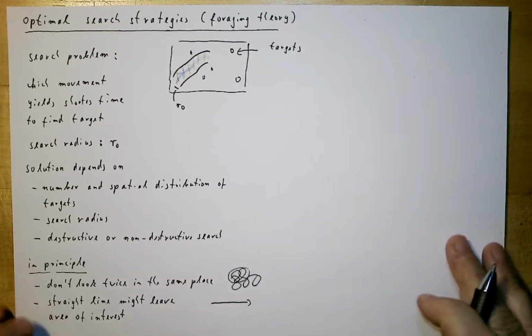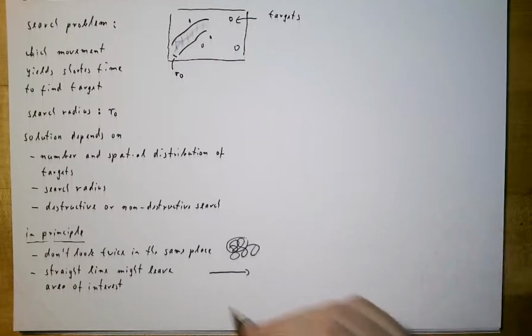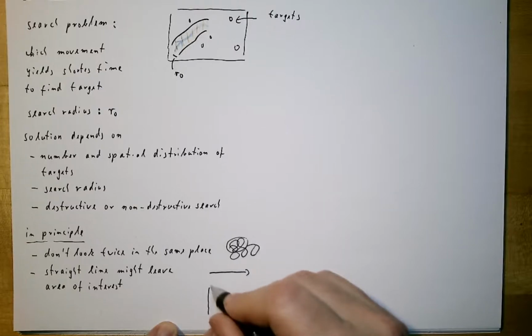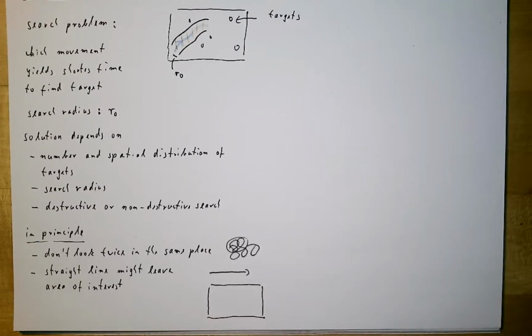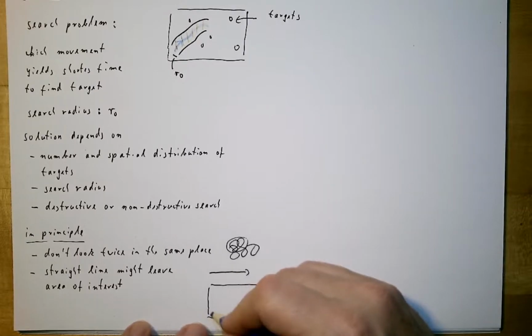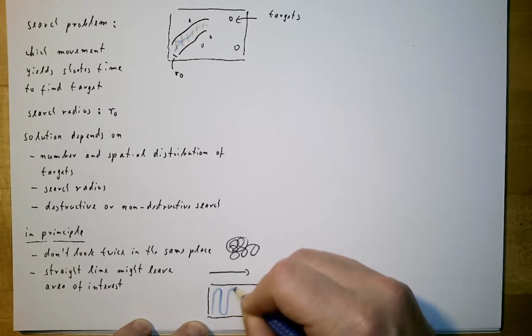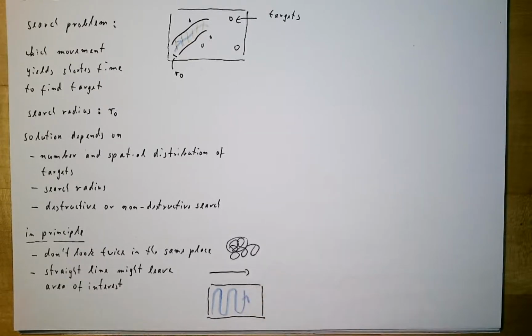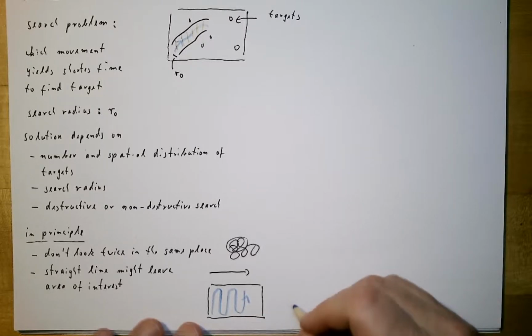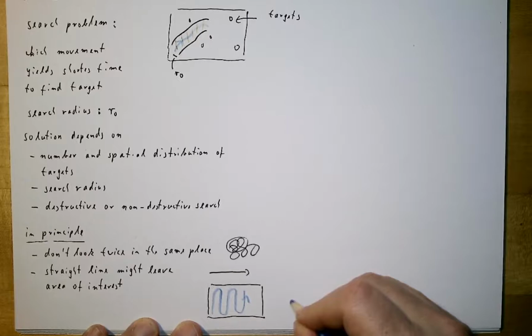Now, if we know the area of interest very well, if it's really like this, then we could say maybe we do something like this. We go a systematic pattern. Yeah, but this you can do only if you know the area of interest. Now you could say, what about the other pattern? What about doing a spiral?